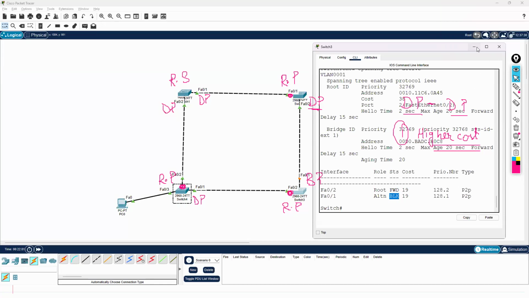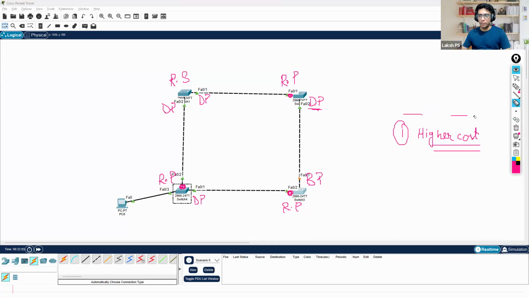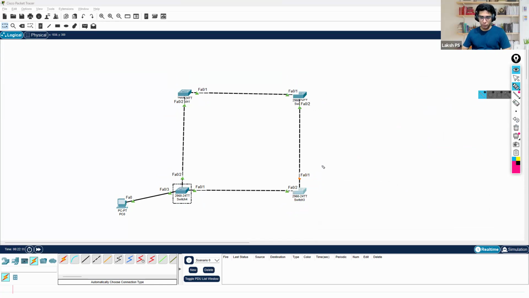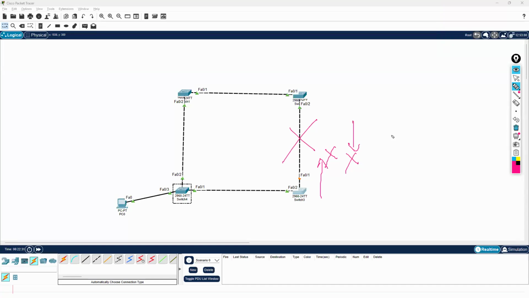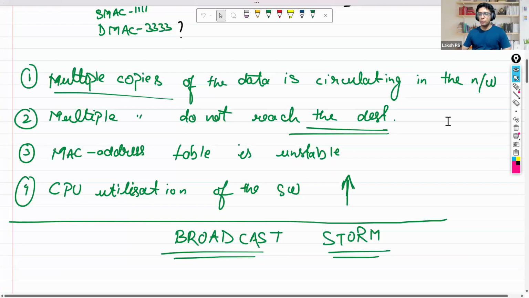Got it. So this is how the spanning tree protocol creates a loop-free environment. Through this interface, data will not be sent, and through this interface, data will not be received. So basically, this link is virtually not present, and hence you can see a loop-free network. Clear? Any question? Yes, that's clear. Okay, so moving on.